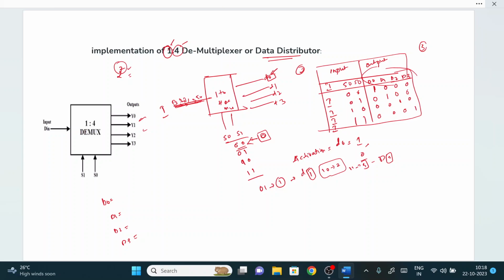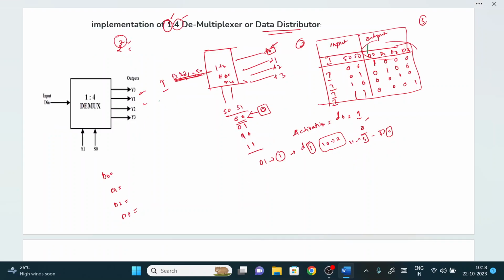First we find the output for D0. For D0 we have the SOP function, which is the representation of the output equal to 1. For this one we need to write the input value: I into 0 0. 0 means S0 bar, and again 0 means S1 bar. So the output value is I into S0 bar S1 bar.